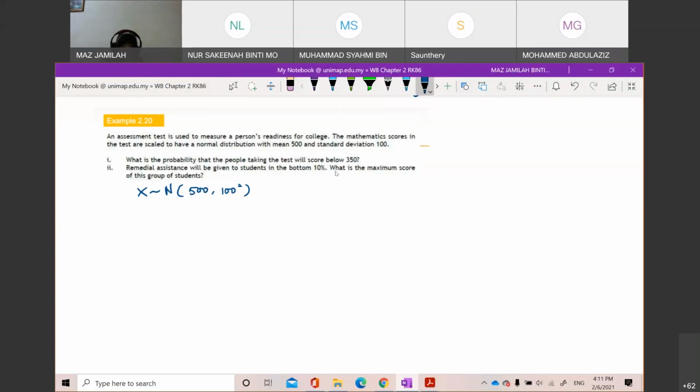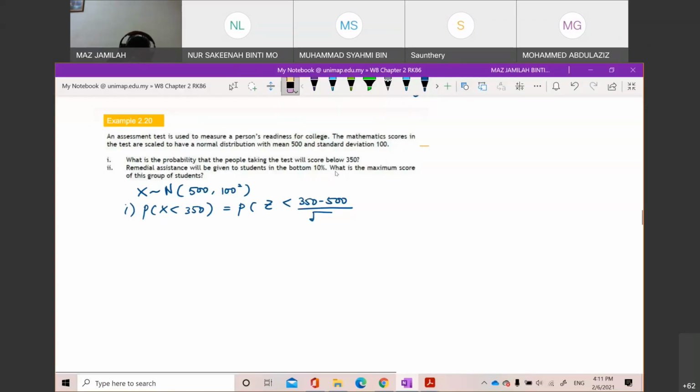What is the probability that the people taking the test will score below 350? So the first question: P(X less than 350). Taking the transformation, this becomes Z less than (350 minus 500) divided by square root of 100 squared. To say it easily, the standard deviation will be 100.